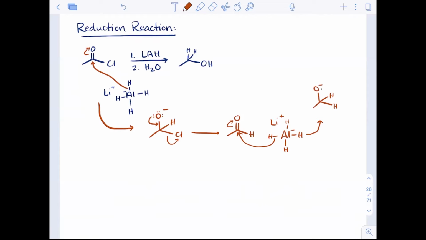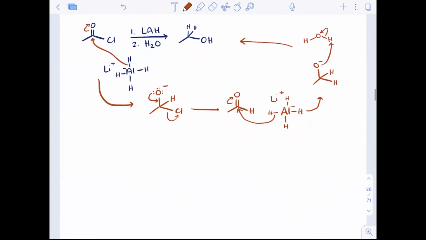And that's when we move on to the last step, the water or the acid workup. Oxygen can get protonated and form our primary alcohol. If you wanted to stop short at the aldehyde, we cannot use lithium aluminum hydride. You cannot stop here because lithium aluminum hydride is such a strong reducing agent.